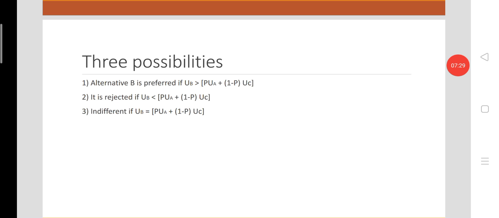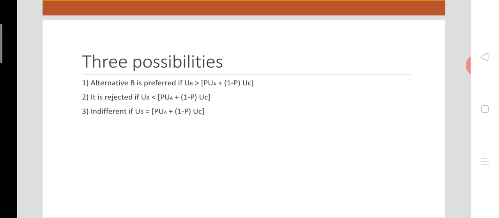The second possibility is that the certain outcome is rejected if the utility of B is less than the expected utility of A and C. Here the expected utility of uncertain outcomes A and C is greater than that of B, so the uncertain outcome will be preferred and the certain outcome will be rejected. So the person makes his choice depending on the expected utility and the utility of the certain outcome.